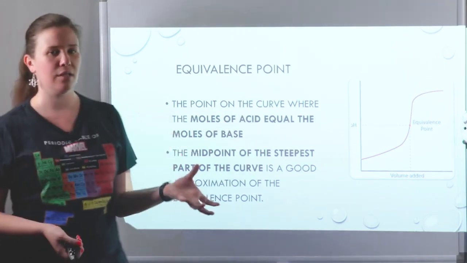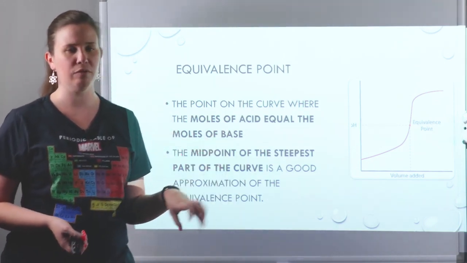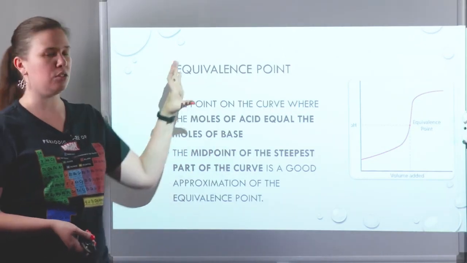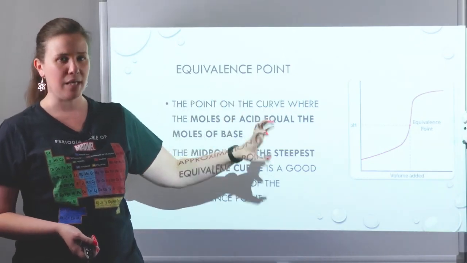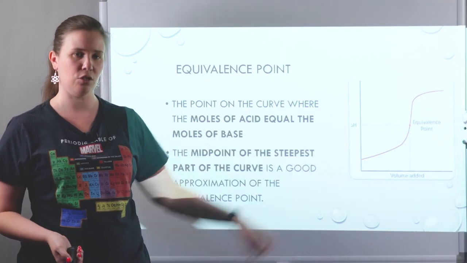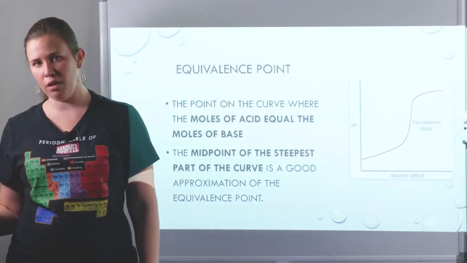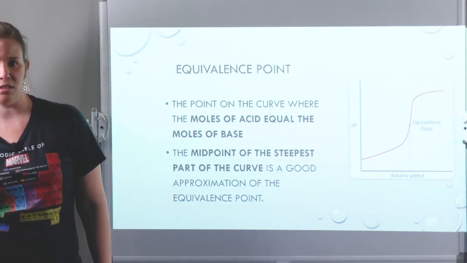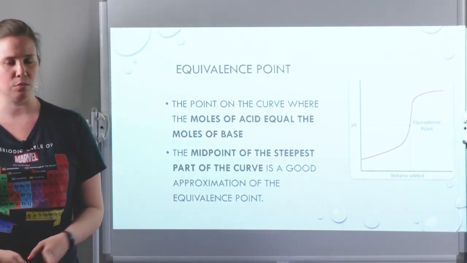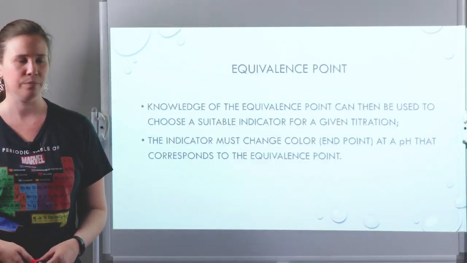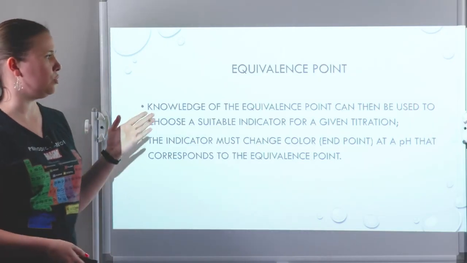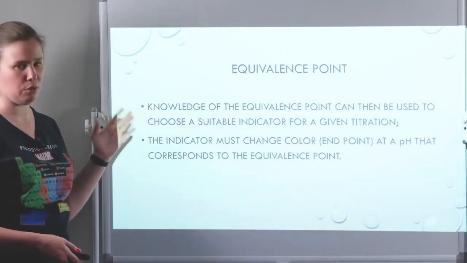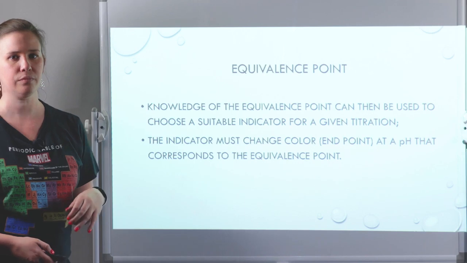So this is more of a quantitative point, the equivalence point, and it's only used in determining the best indicator to use in a titration. The endpoint, on the other hand, remember, was qualitative, and it was used in the actual titration itself. So don't mix up those two terms. Endpoint is different than equivalence point. The equivalence point is going to be able to choose the indicator for the titration.